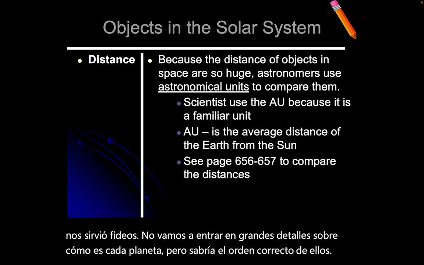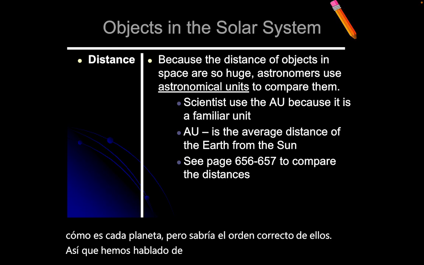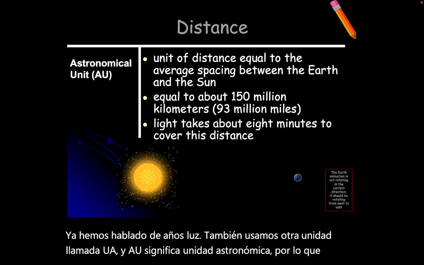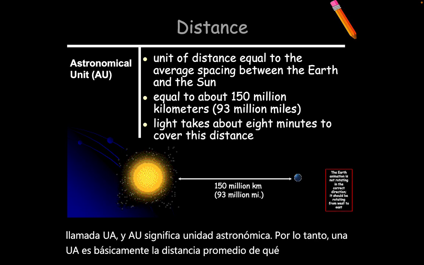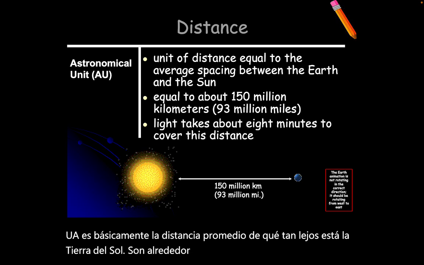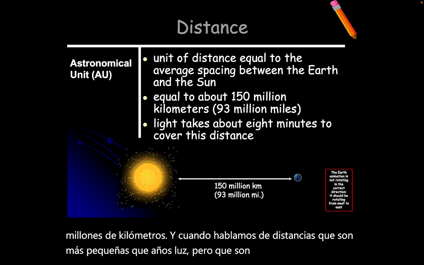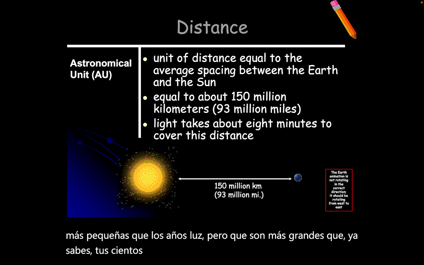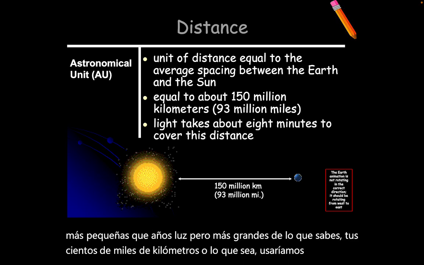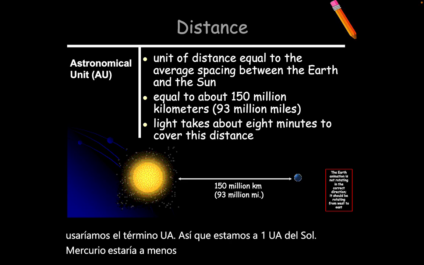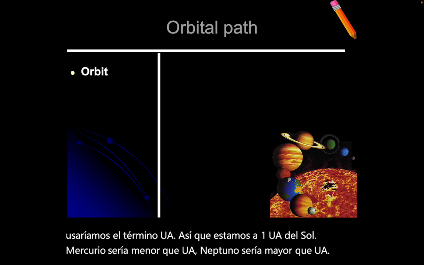So we've talked about light years before. We also use another unit called an AU, and an AU stands for astronomical unit. An AU is basically the average distance of how far Earth is away from the sun. It's about 93 million miles or 150 million kilometers. When we're talking about distances that are smaller than light years, but bigger than your hundreds of thousands of kilometers, we would use the term AU. So we are 1 AU away from the sun. Mercury would be less than 1 AU. Neptune would be more than 1 AU. And we've already talked about light years, so I'm going to skip that.